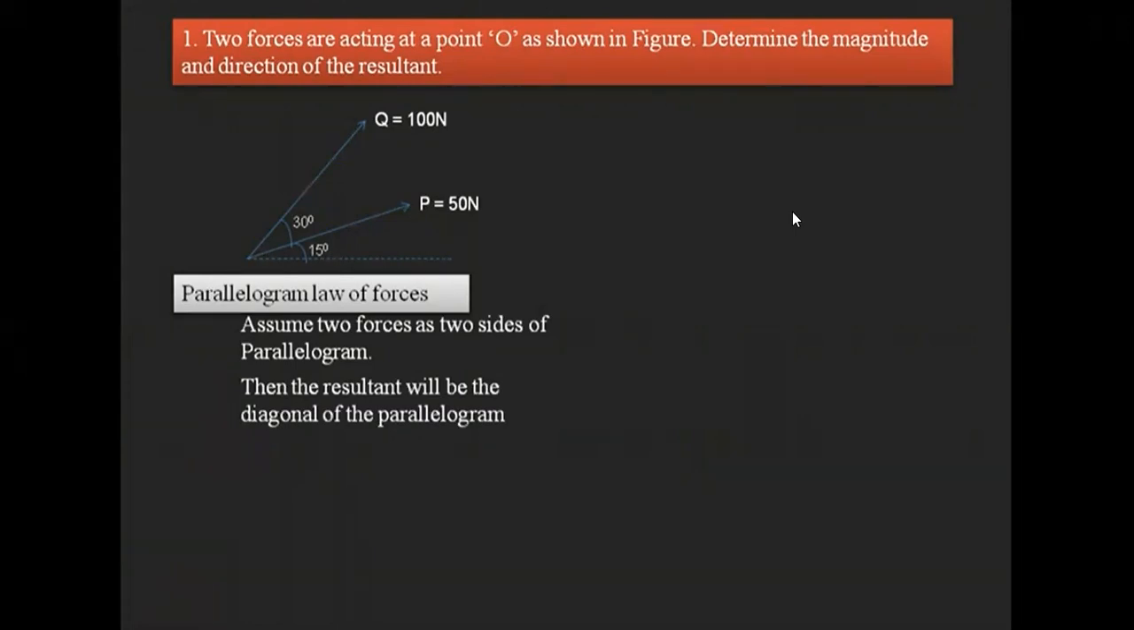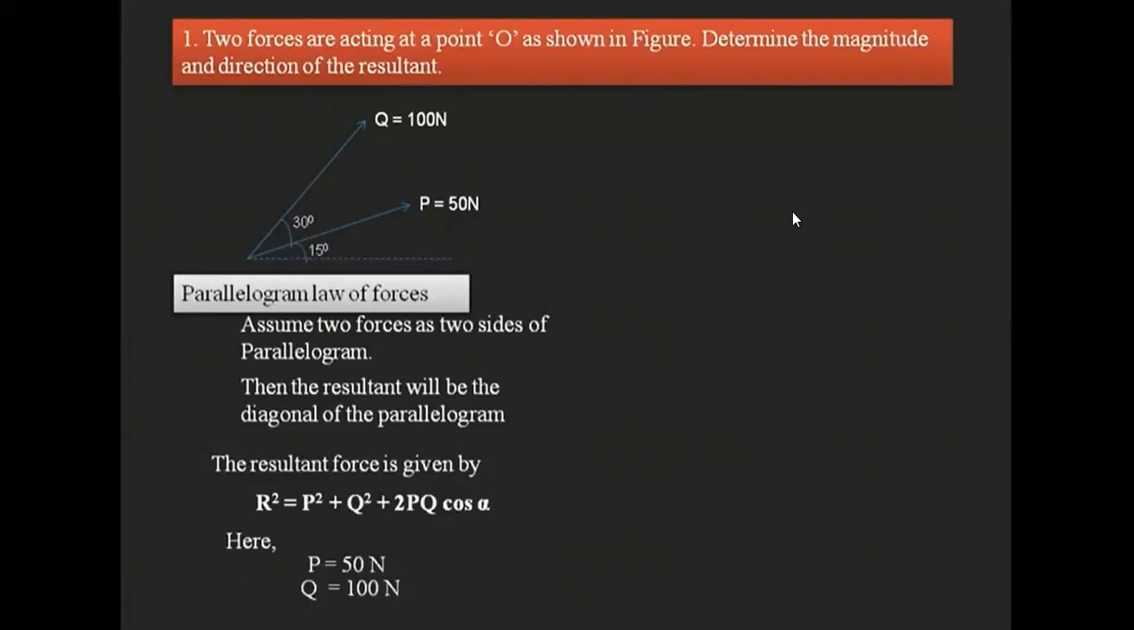As we have already discussed, the resultant force is given by the formula R squared is equal to P squared plus Q squared plus 2PQ cos alpha. We need to substitute the values here. According to the problem, P is equal to 50 newtons, Q is equal to 100 newtons, and alpha is 30 degrees. Alpha represents the angle between the two forces which we are assuming as two sides of the parallelogram. So we need to consider this 30 degrees only.